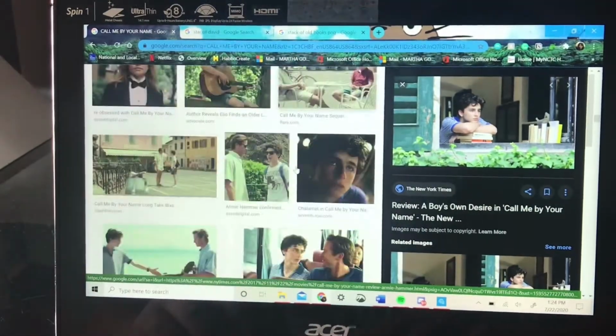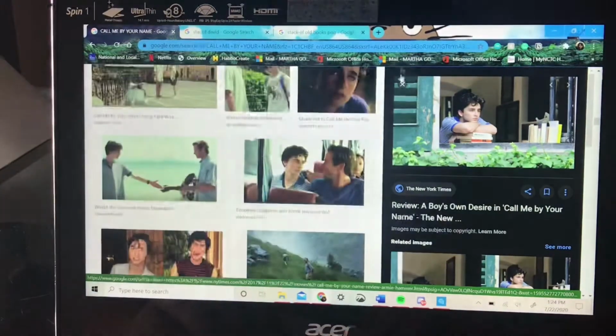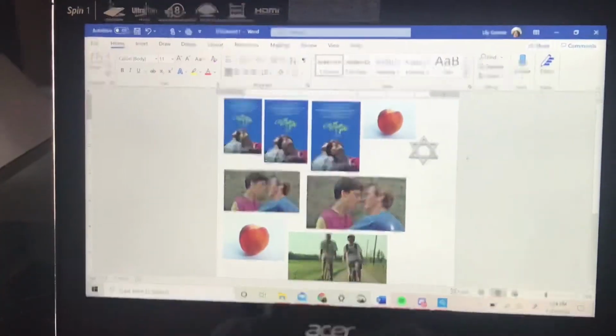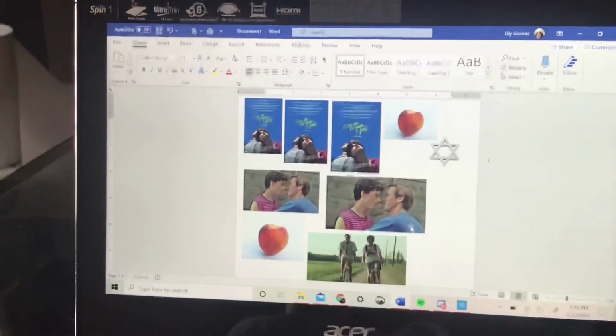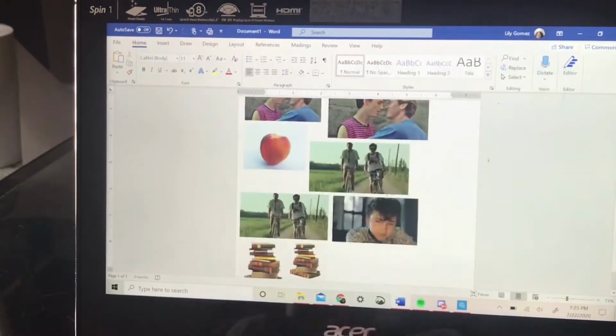Another image I really wanted to include was this one of Elio looking out the window, but I already had the bicycle pictures and it'd be too much clutter if I had included it. But here are all the pictures that I chose for the spread.